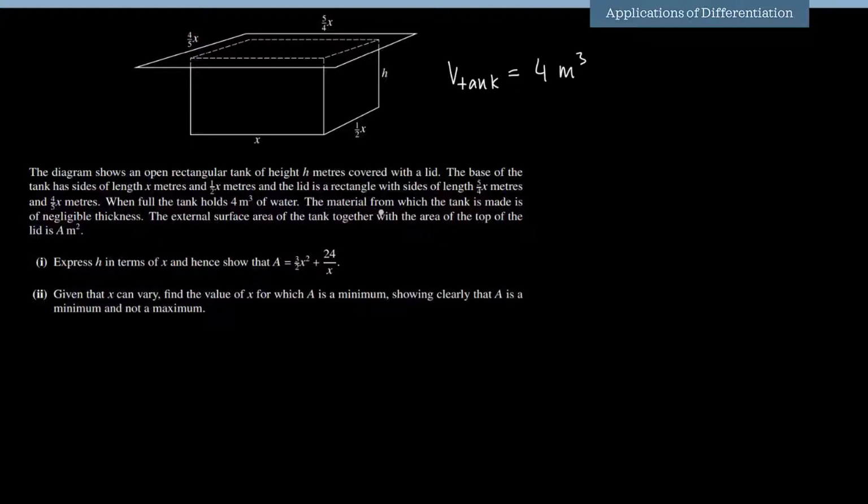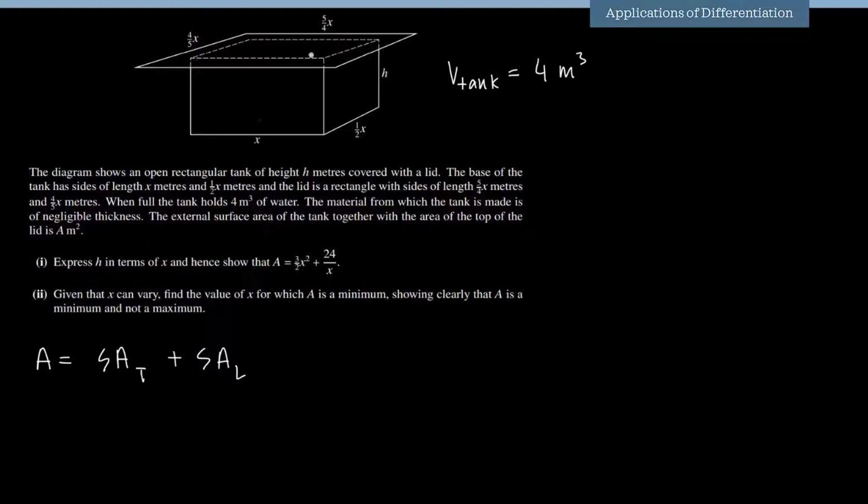It is also told that the material from which the tank is made is of negligible thickness, so I don't need to account over here the thickness of the tank. The external surface area of the tank together with the area of the top lid is A meter square, and I need to form an equation for A and show it is this. So the total surface area, which is A, would be equal to the surface area of the tank plus the surface area of the lid.